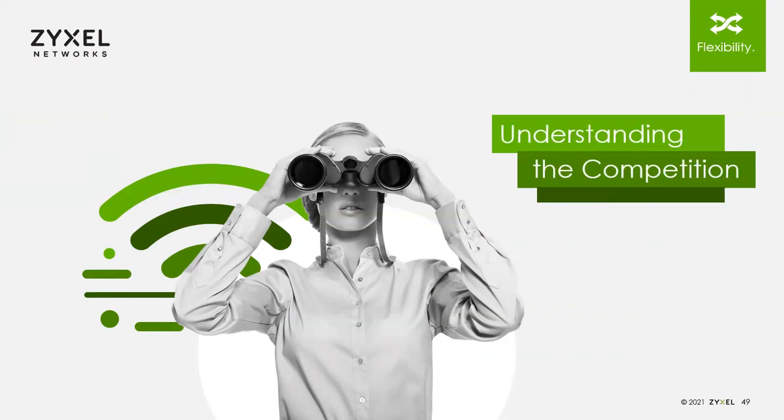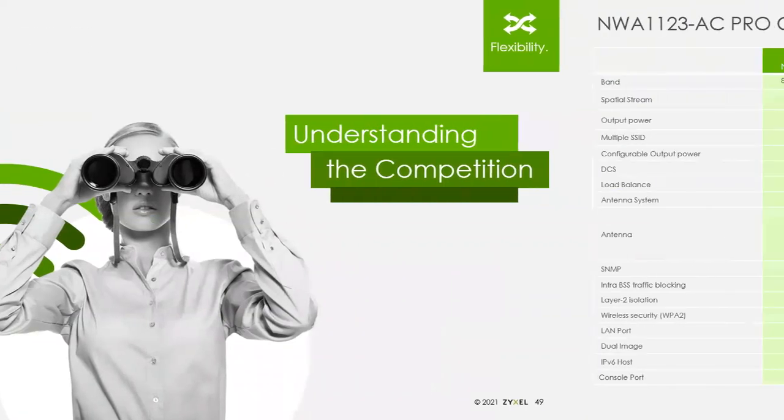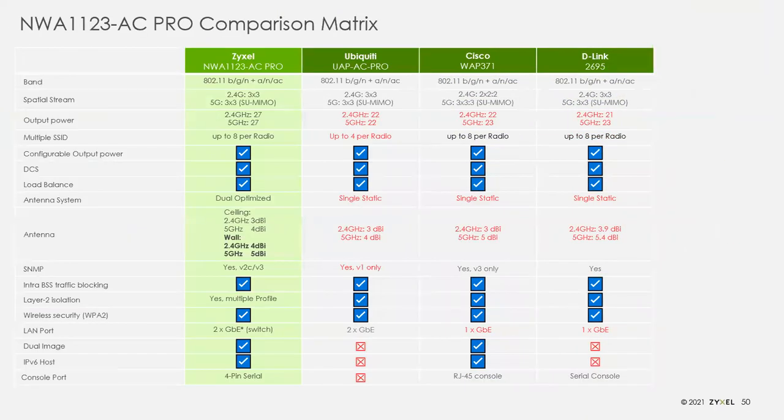So let's talk a little bit about the competition. This is just doing a comparison here, our NWA 1123 AC Pro. We've got a couple different vendors on there. The chief competitor to this guy, let's be honest, is the Ubiquiti UAP AC Pro. It's Ubiquiti's best-selling access point. So how do we compete with the UAP AC Pro?